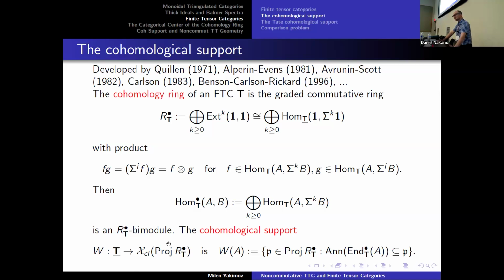And the support of an object A consists of all prime ideals that have the property that they contain the annihilator of the corresponding module. So by defining support in terms of containment of annihilator, we avoid the condition that your module has to be finitely generated. So instead of a definition in terms of localization, the definition in terms of inclusion avoids any finite generation assumption at this stage. At some point, of course, finite generation will come up.